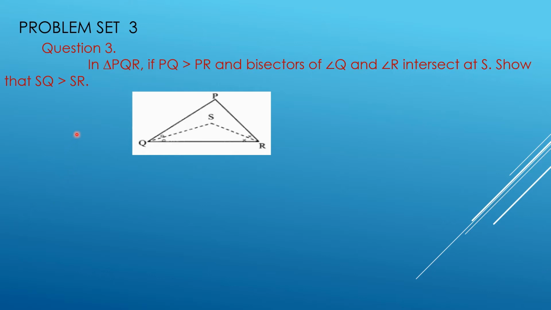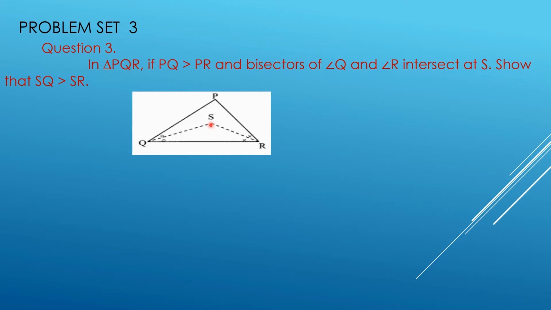Now the question number 3. In triangle PQR, if PQ greater than PR and bisectors of angle Q and angle R intersect at the point S, show that SQ greater than SR. The figure is already given.